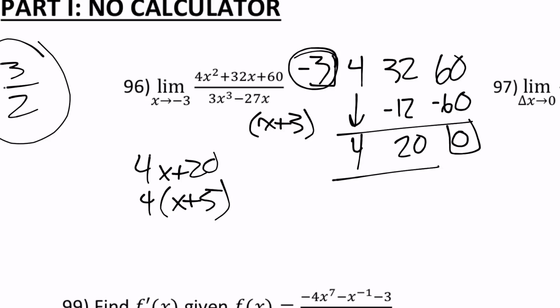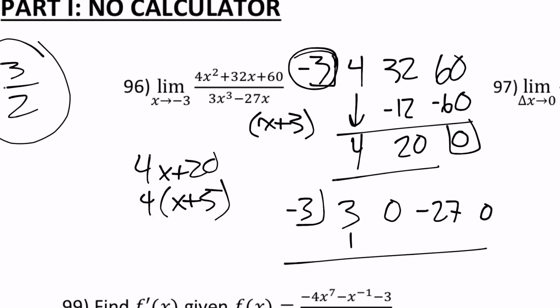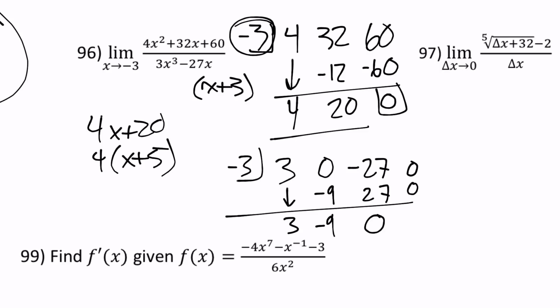What's left in the denominator? Well, you could take that 3x cubed, that 0x squared, and that -27x and 0 constant term, and you could divide a factor of x plus 3 out of that to figure out what's left behind. So I could pull that 3 down, get a -9. I could pull that -9 down, give a positive 27. I could pull that 0 down, and then -3 times 0 is 0, 0 and 0 and 0. So this is telling me that what's left behind is 3x squared minus 9x when you pull out a factor of x plus 3.